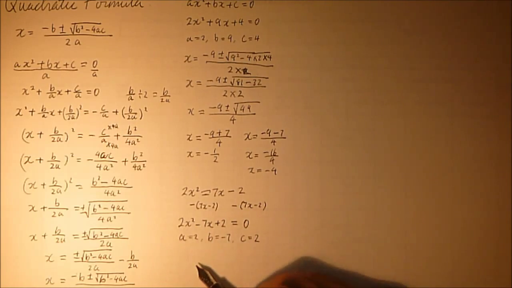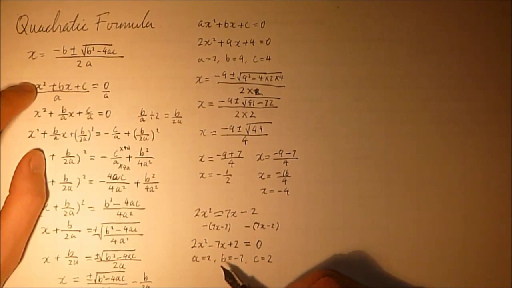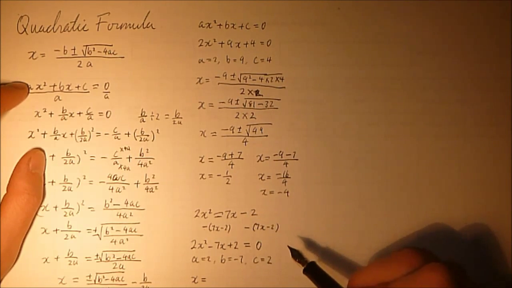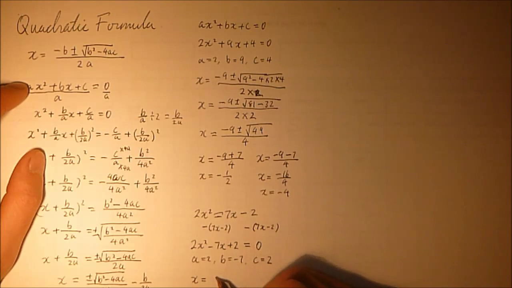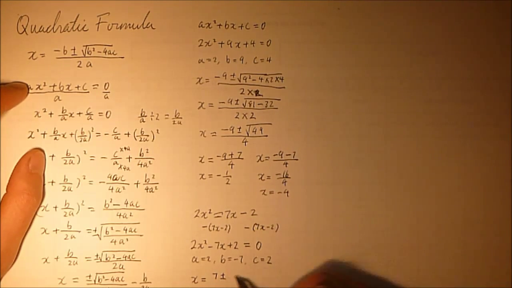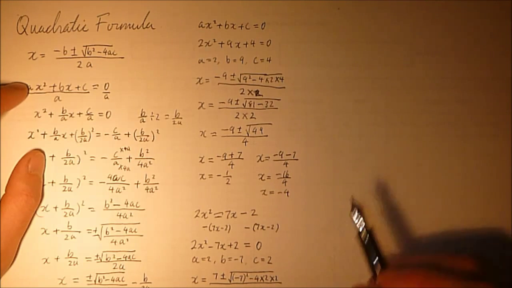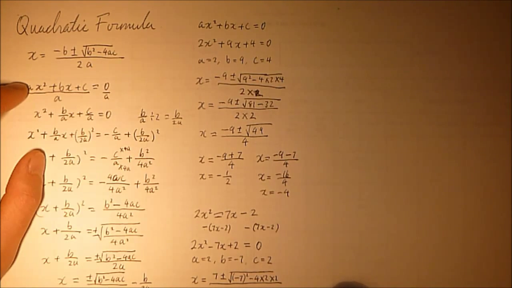Insert them into the quadratic formula we had earlier. X equals negative b, since b is negative 7, so negative negative 7 gives us 7, plus or minus the square root of negative 7 squared minus 4 times 2 times 2, over 2a, so 2 times 2.